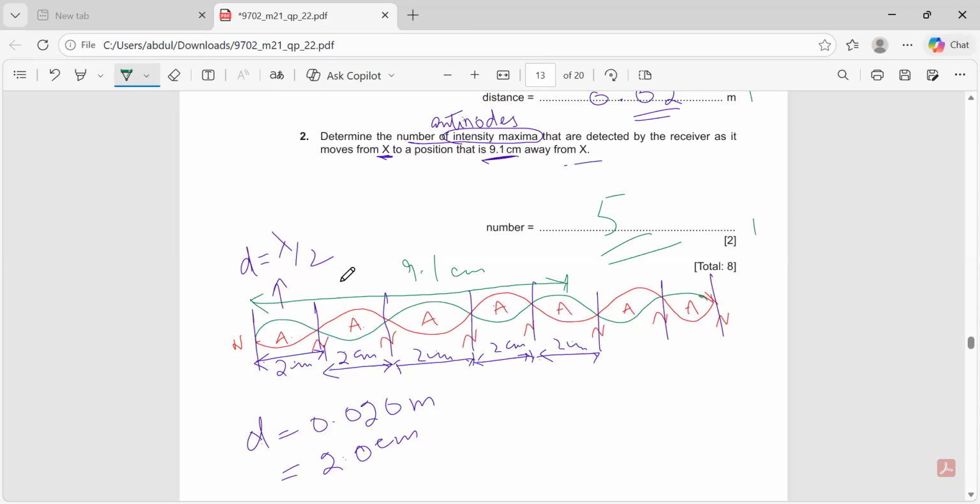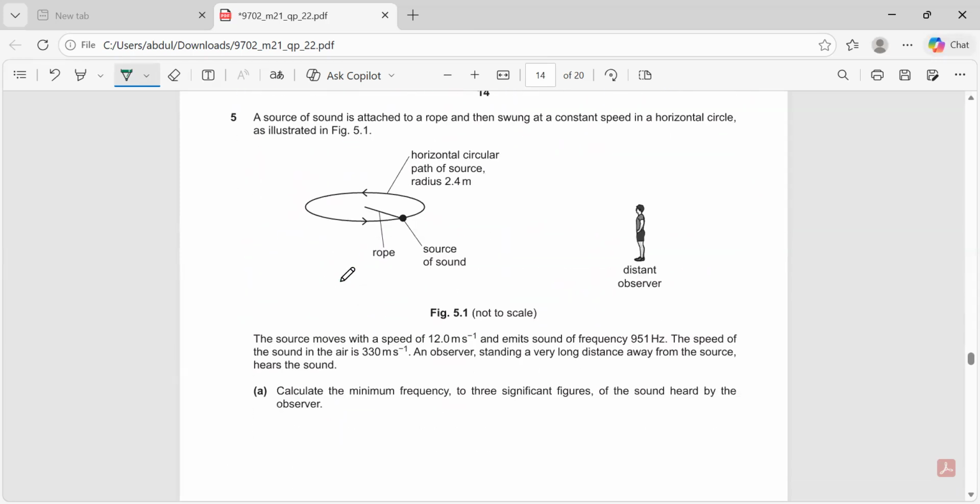Is that okay with everybody? Yes. So this you will just convert from meters into centimeters. Next, a source of sound is attached to a rope. Here is the source of sound attached to a rope and then swung at a constant speed in a horizontal circle as illustrated in figure 5.1.